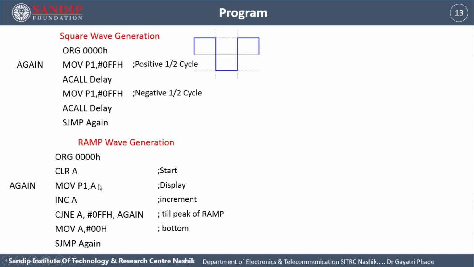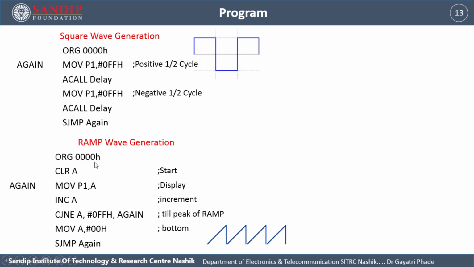Next is the ramp. How does a ramp look like? In this way. So accordingly you can decide the program logic to develop a ramp. What do we have to do? We have to start from 0. Continuously we have to go on incrementing. When it reaches the peak, we have to make it 0. In this way we can display the ramp waveform. Accordingly, let us discuss the program now.